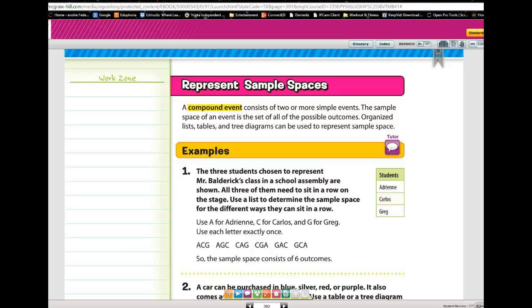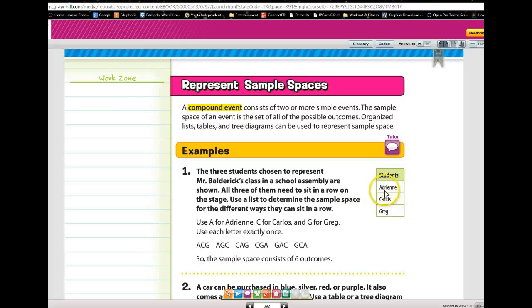Example number 1 reads, the 3 students chosen to represent Mr. Baldrick's class in a school assembly are shown. All 3 of them need to sit in a row on the stage. Use a list to determine the sample space for the different ways they can sit in a row. Remember, a sample space is just a list of all the possible outcomes.